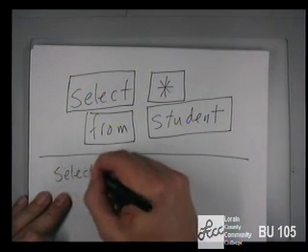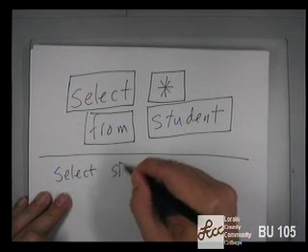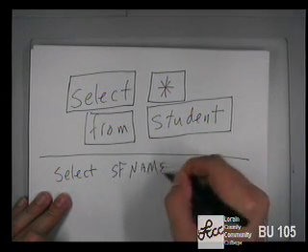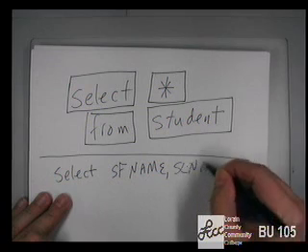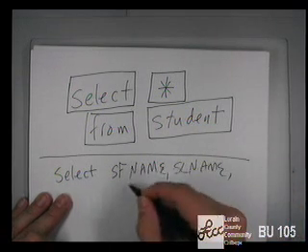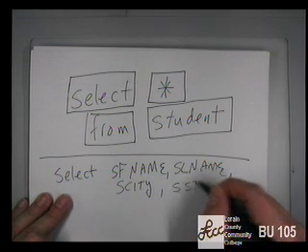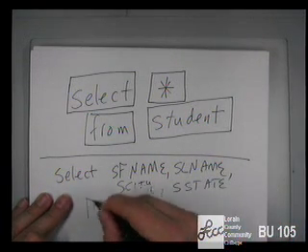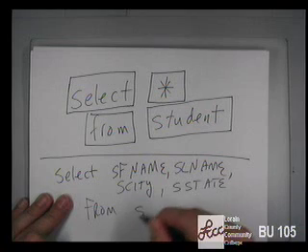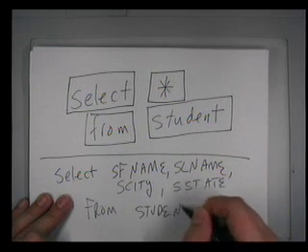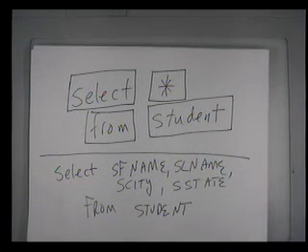I'll say select SF name, SL name, S city, S state from student. Now, what will this do?